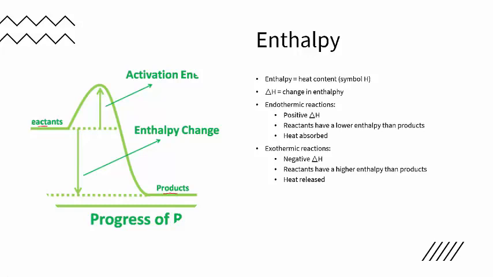Some important features of the diagram are, first of all, the activation energy. That's the amount of energy that we need to supply to the reagents before they will begin to react. And then the other really important term is the enthalpy change. That is the difference in energy content of the reactants compared to the products. Now, in this case here, the products have less energy than the reactants, so that's an example of an exothermic reaction.